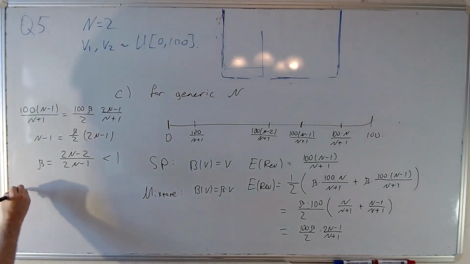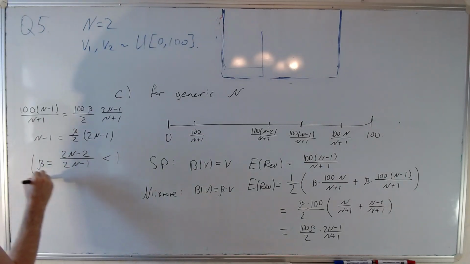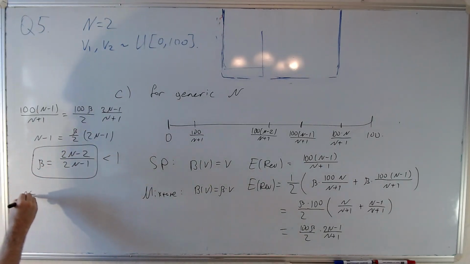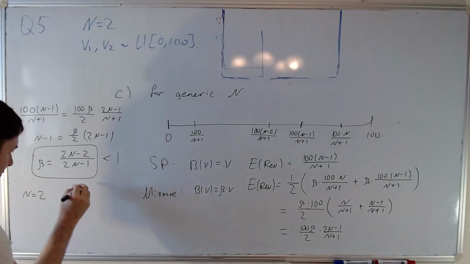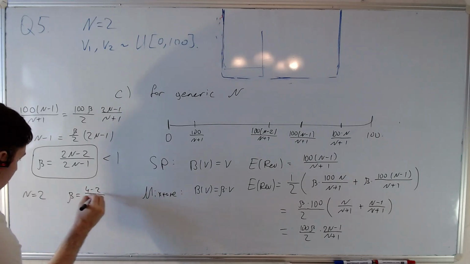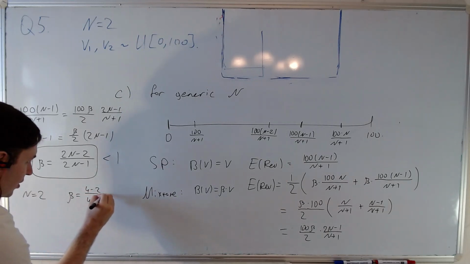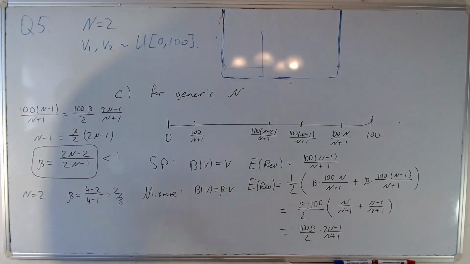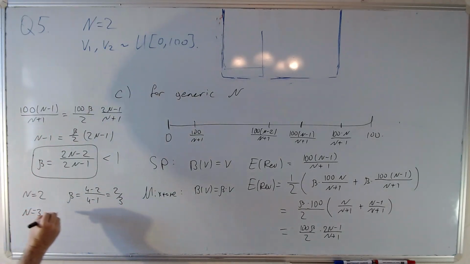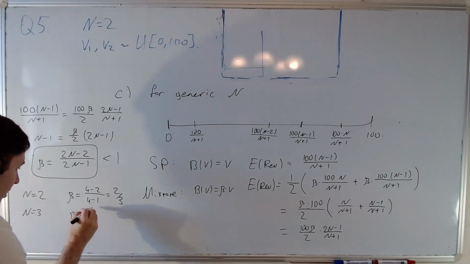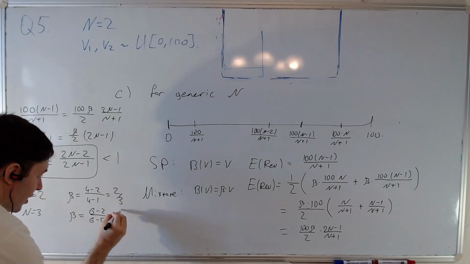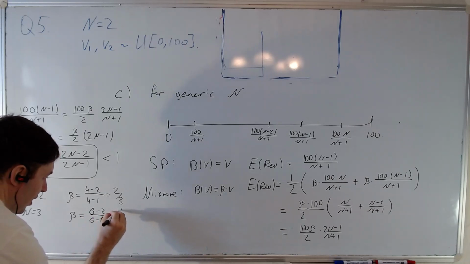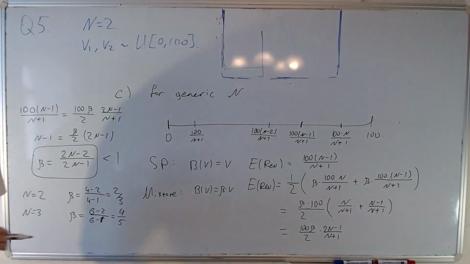Let's check whether we did our job correctly. Let's plug in n equals 2 first. Then beta would be (4-2)/(4-1), that's 2/3. That's what we got in part A, so it seems like it's working. Now I can plug in n equals 3. That will be (6-2)/(6-1)... sorry, 6 minus 1. That's 4/5. I think it matches my notes.